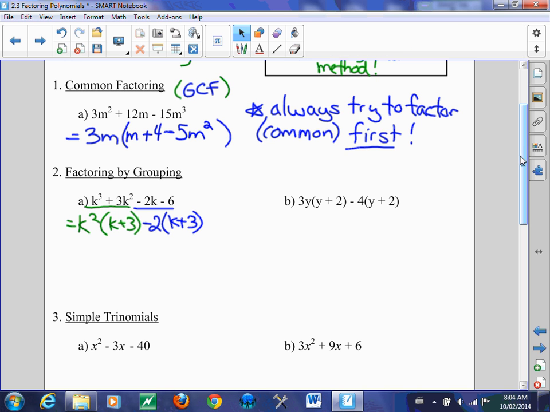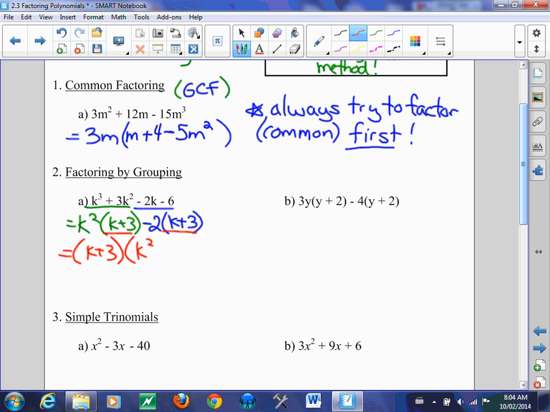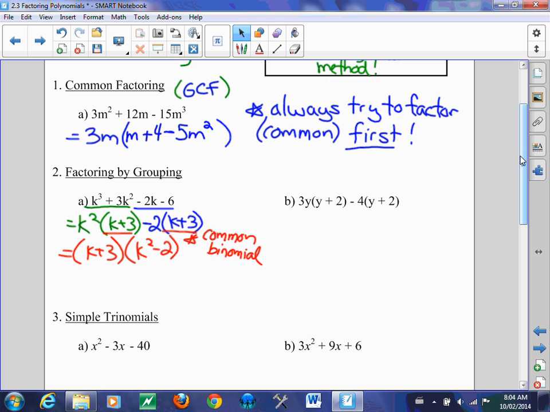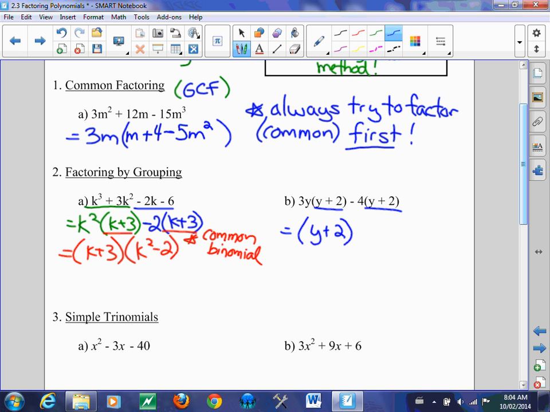So after I factor that out, I have a k plus 3. Watch your signs. Now notice here, ladies and gentlemen, we have a common binomial. So that gets factored out front. And your leftovers, which are your other multipliers, go in the other bracket. So it's going to be k squared minus 2. Okay? So this is what we call a common binomial. Good. Taking a look at B, notice that it's already partially factored for you, and hopefully you recognize that in each case you've got a y plus 2. So there's your common binomial, and your leftovers go in the bracket.